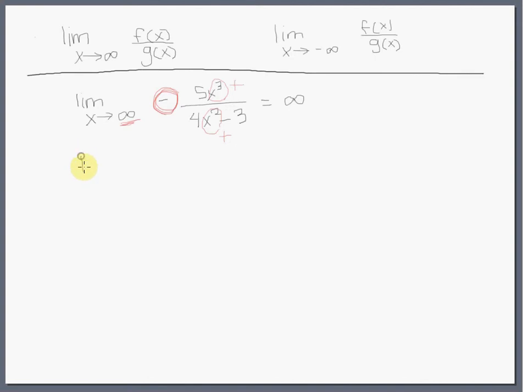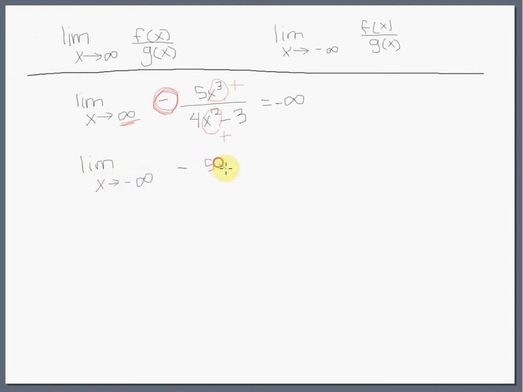Because of that negative, the whole value will be negative infinity. My bad. Here, this negative, because everything else is positive, will give a negative infinity. Okay, let's take that same example and see what happens if we were going to negative infinity.